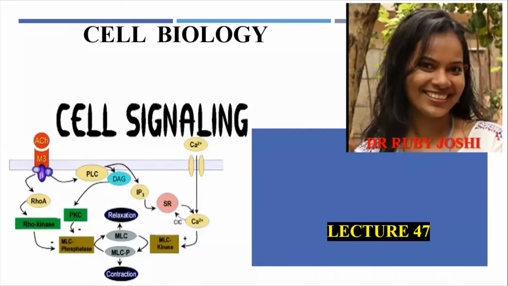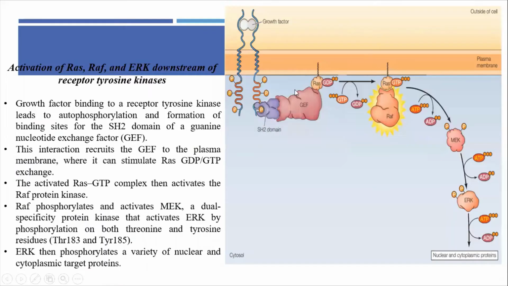So previously we were talking about cell signaling. We have discussed the GPCR and tyrosine kinase, right? Let's briefly summarize what we discussed in the previous lecture about the RAF ERK kinase pathway, because the other pathways which we are going to discuss today are a little bit related to these. So let us revise this.